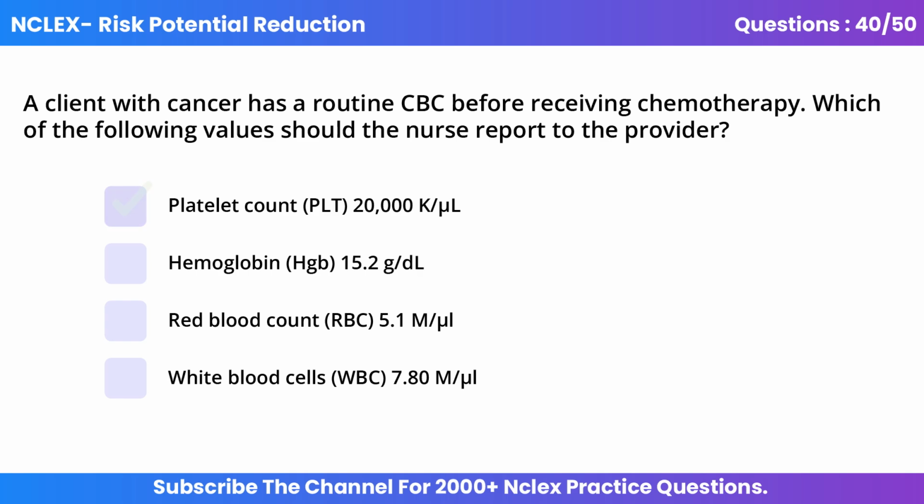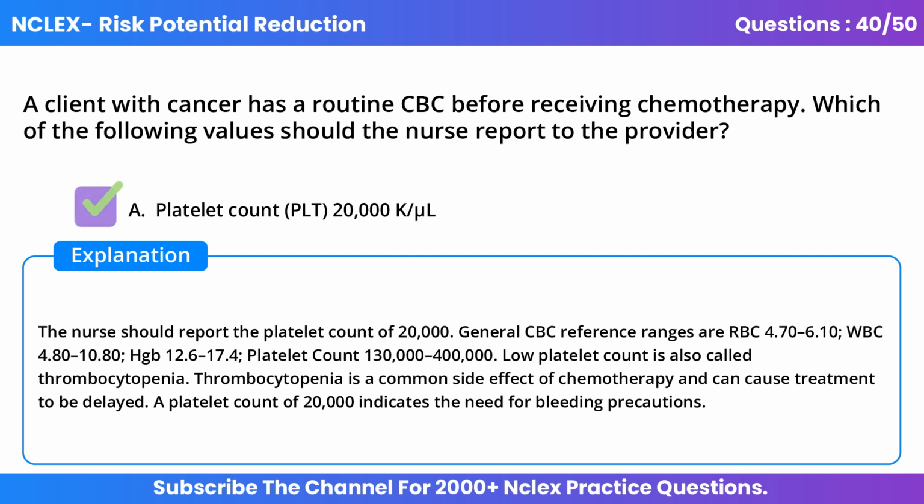A. Platelet count, PLT, 20,000 kL. The nurse should report the platelet count of 20,000. General CBC reference ranges are RBC 4.70 to 6.10, WBC 4.80 to 10.80, HGB 12.6 to 17.4, platelet count 130,000 to 400,000. Low platelet count is also called thrombocytopenia. Thrombocytopenia is a common side effect of chemotherapy and can cause treatment to be delayed. A platelet count of 20,000 indicates the need for bleeding precautions.